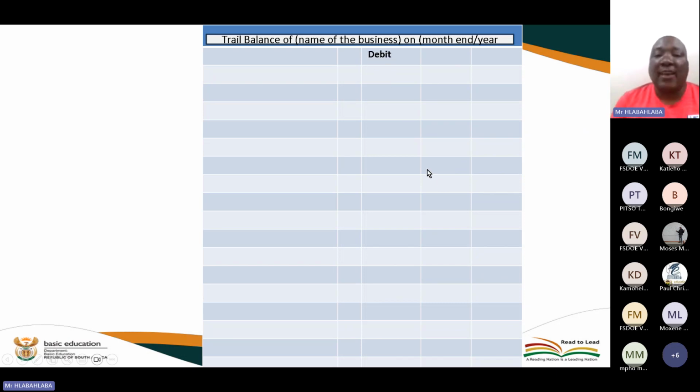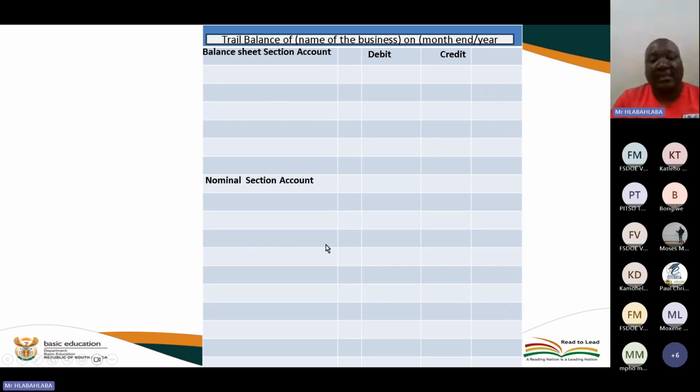Now, remember I said it has debit and credit. Dry balance has the debit side and the credit side. And then it is divided into 2 sections. We have a balance sheet section account, and then we have a nominal section account. You must not mix these accounts. An account that belongs under the balance sheet section must not be put under a nominal section account. So you must make sure that you know all the accounts that fall under the balance sheet section.